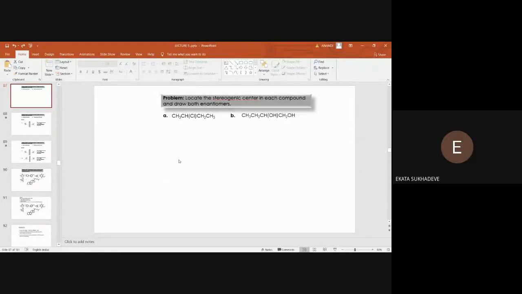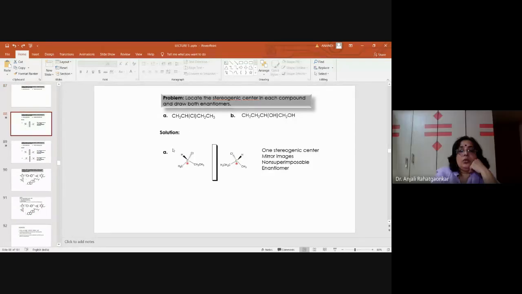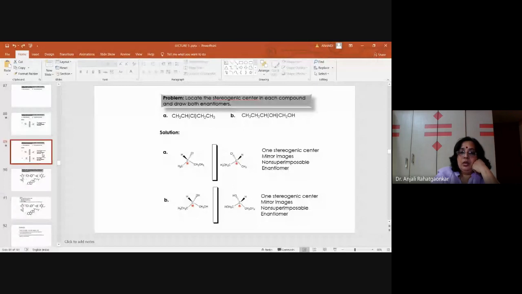Yes, ma'am. So this is the solution for the first molecule. Make it tetrahedral and draw the mirror image. One stereogenic center, mirror images, non-superimposable, so they are enantiomers. All right. And what about the second molecule? Again, for the second molecule, this is the stereogenic center. One stereogenic center, mirror images, non-superimposable, and they are enantiomers. So this is the answer.